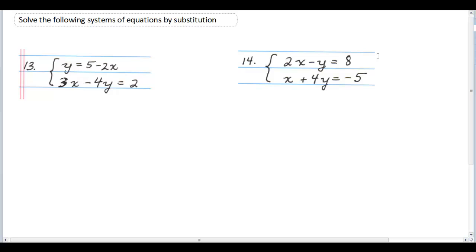I gave you two of these in the old Unit B test, and I said you need to solve these systems by substitution. So I didn't really give you an option. So we're looking at the substitution method.